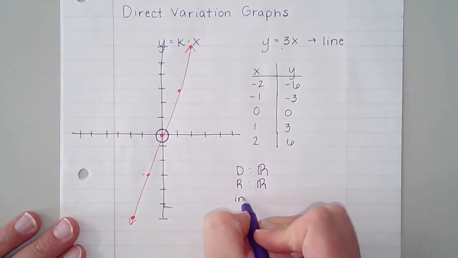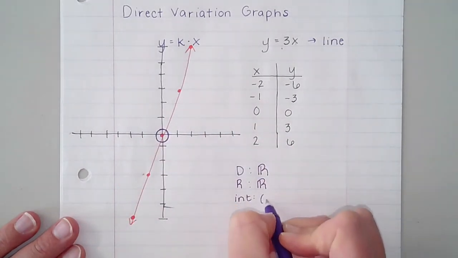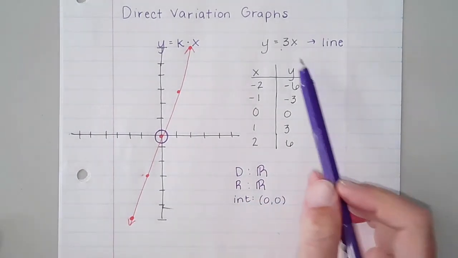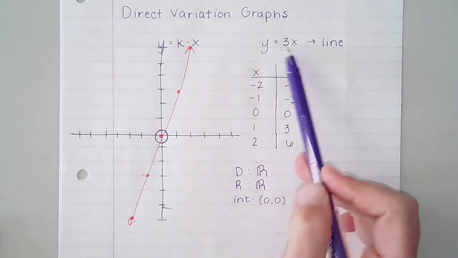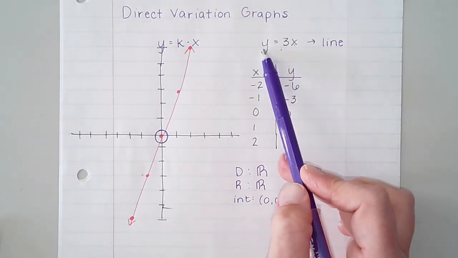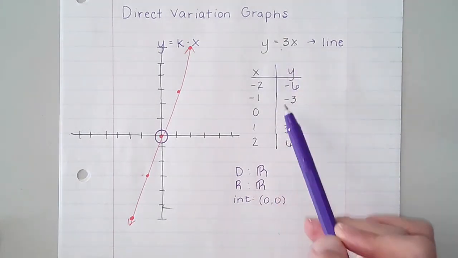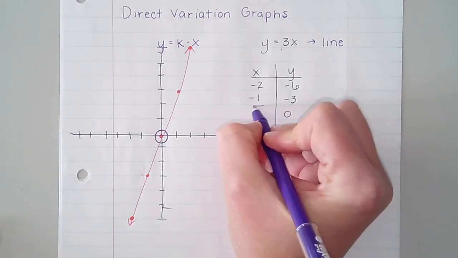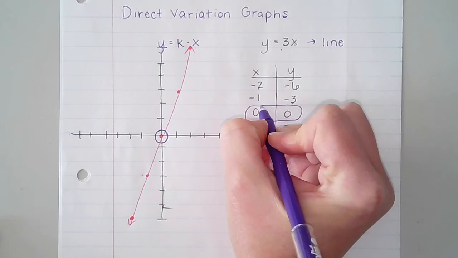So the intercept that we want to be aware of is 0, 0. Let's think about that mathematically for a second. Anytime x is 0, y is also going to be 0. It doesn't matter what my k value is. So these numbers here would have changed if I had chosen a different k value, but this 0, 0 is always going to stay the same.